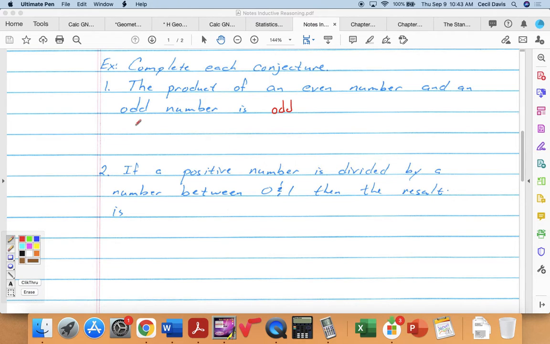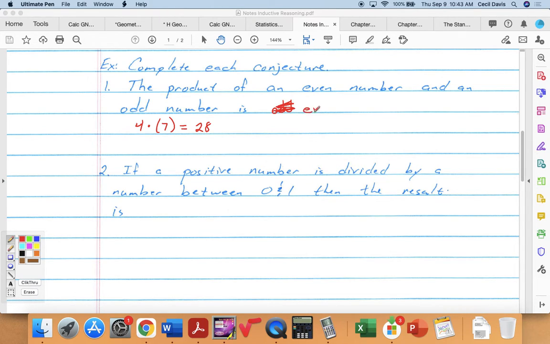So if you just pick an even number, 4, times an odd number, 7, what do you get? 28. Is that really odd? Is 1 an odd number? Oh.